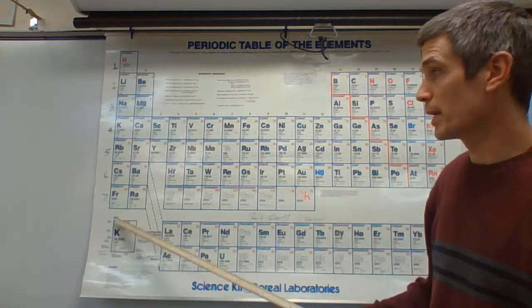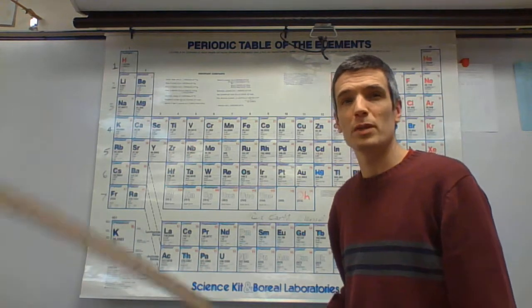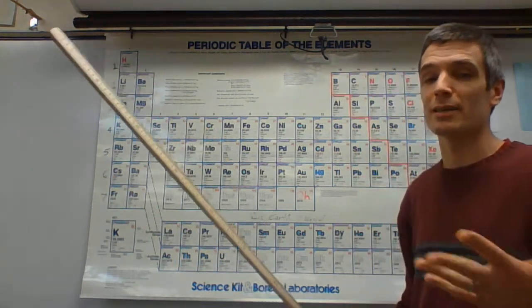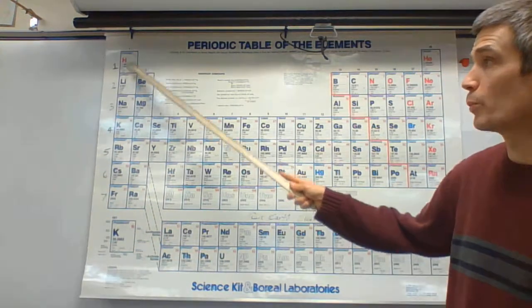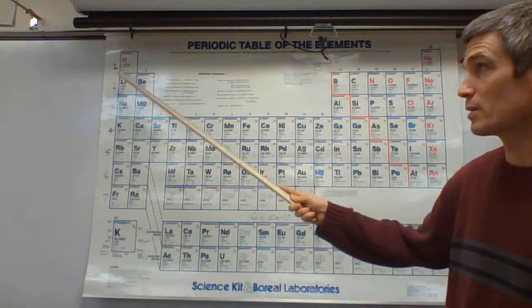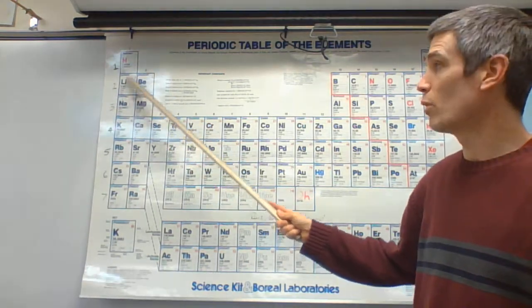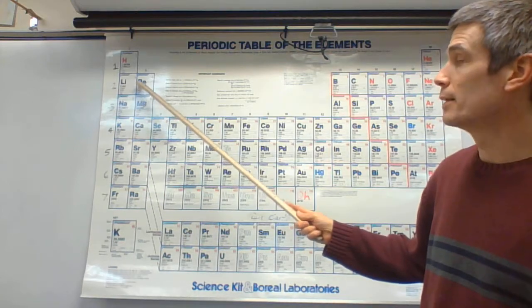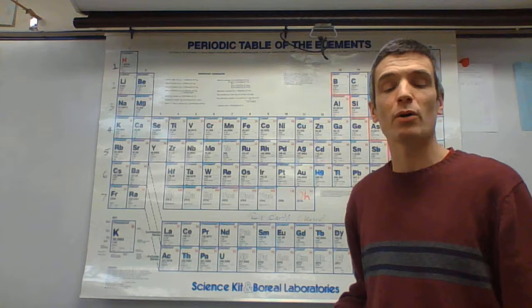Groups go up and down, and they are also sometimes called families. And they're called families because the things in them tend to react similarly. You've got group 1. These elements, outside of hydrogen, are alkali metals. These are all metals. And group 2, those are alkaline earth metals.